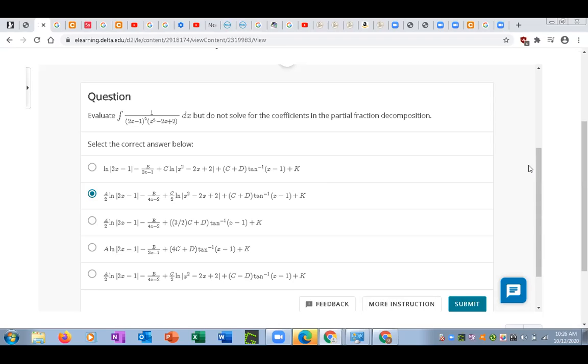And yeah, who asked if we could multiply that out? Notice they did multiply that out. B over 4x minus 2.